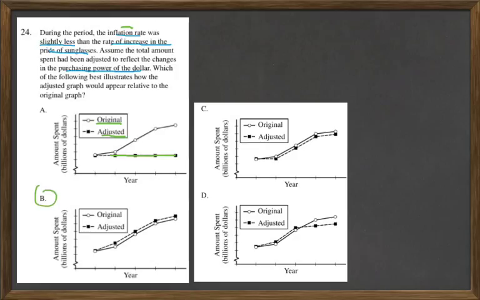Here on B, sorry, I don't mean to have that circled there. Original is slightly lower and the adjusted is slightly higher. That's the opposite of what I'm looking for. And here's the original. The original is slightly higher and the adjusted is slightly lower. So that is what I am looking for. In D, you see that sometimes it's higher, sometimes lower. That can't be it.